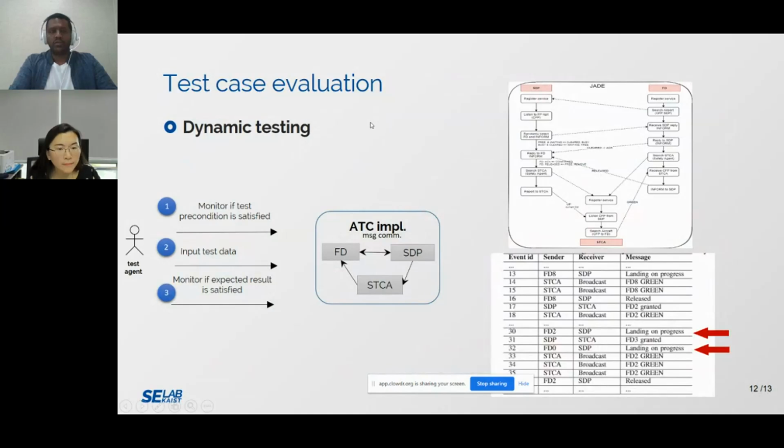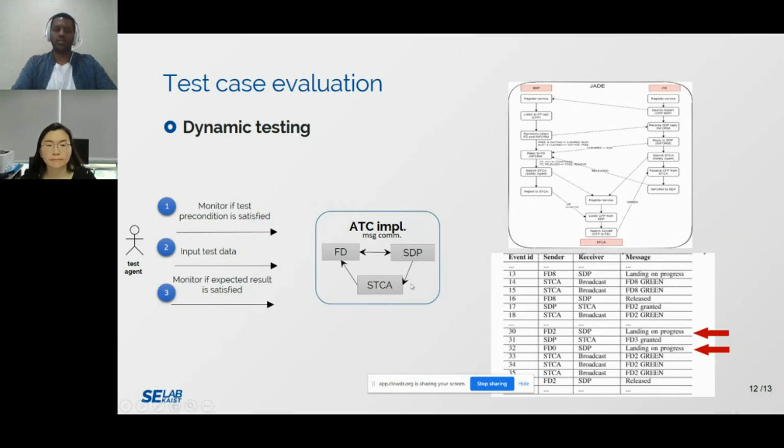For test case evaluations, after generating the test case from the counterexamples, we first design a model for simulation using JADE that includes the surveillance data processing, the flight disk, and the short-term conflict alert system. We designed their interaction using the simulator.